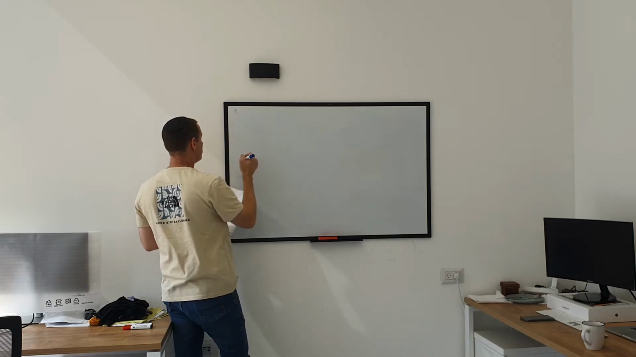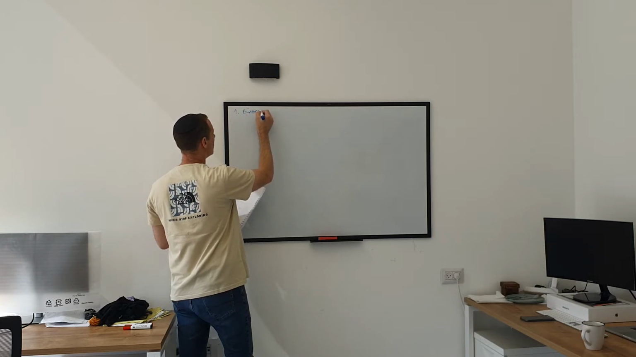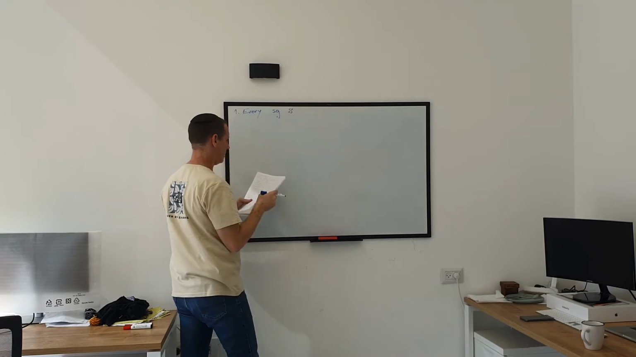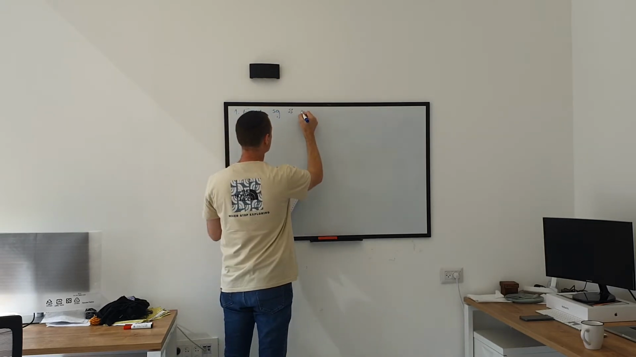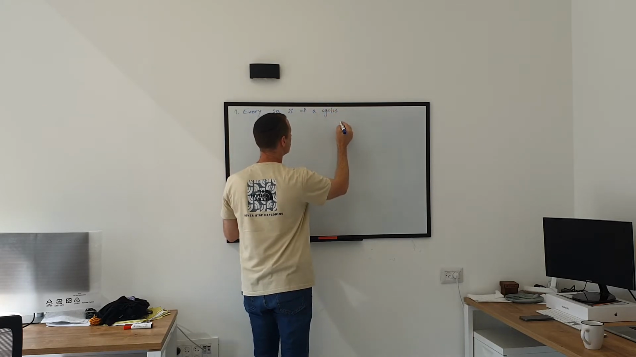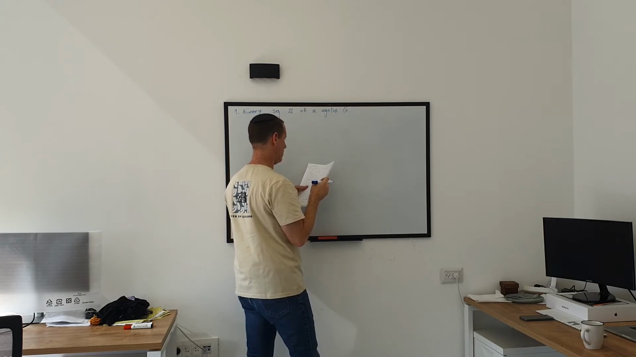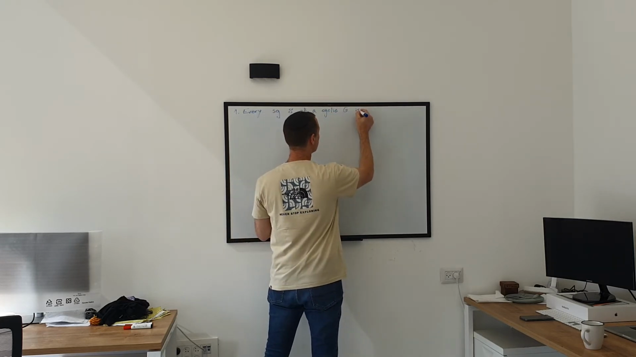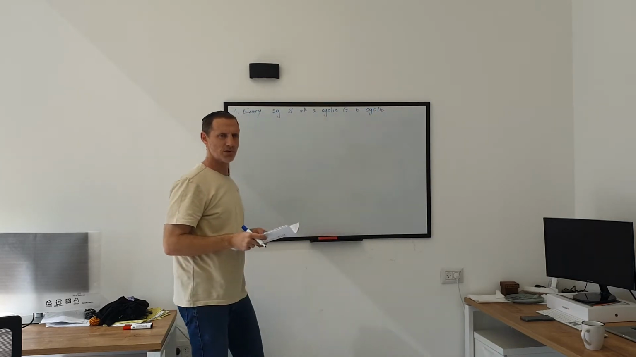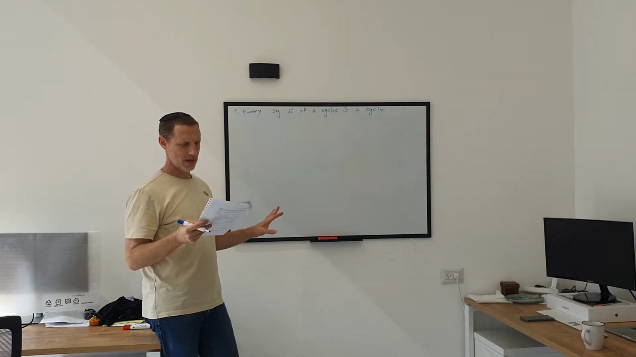So the first theorem says the following. It says that every subgroup S of the cyclic group G is cyclic. Okay. So if I've got G that is cyclic, all its subgroups are cyclic.